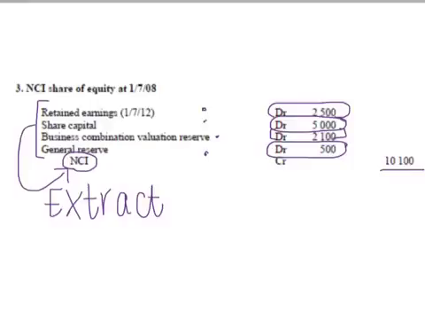In the next video clip, we'll then look at step 2, covering the period since acquisition date until the beginning of the current financial year.